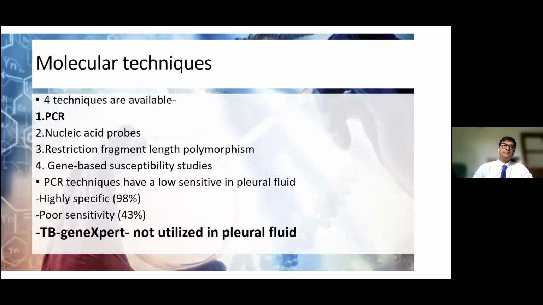Molecular techniques, mainly including polymerase chain reaction, have been tried. However, it has a very low sensitivity, although the specificity is high. Therefore, TB GeneXpert is not recommended for use in pleural fluid.